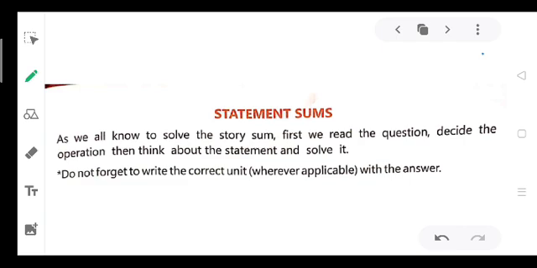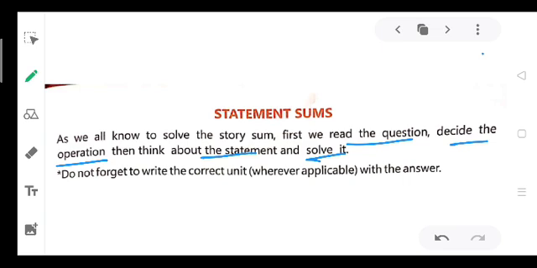So in statement sums, how many steps are there? 4 steps. Read the question, decide the operation, think about the statement and solve it.